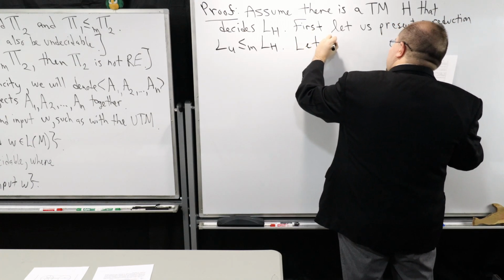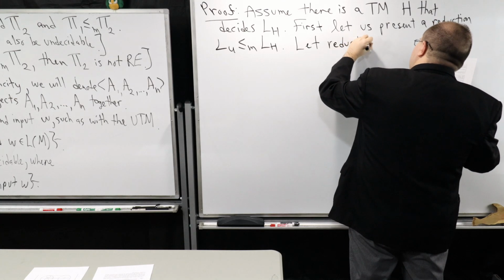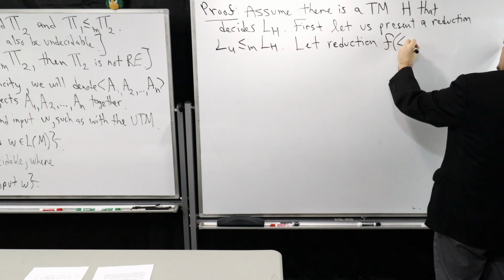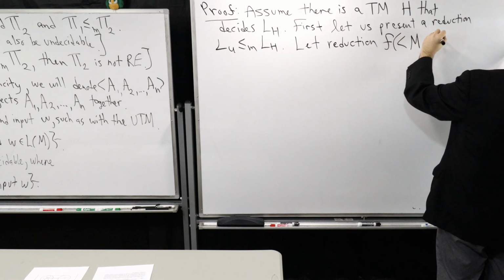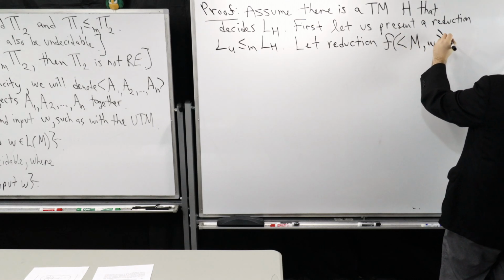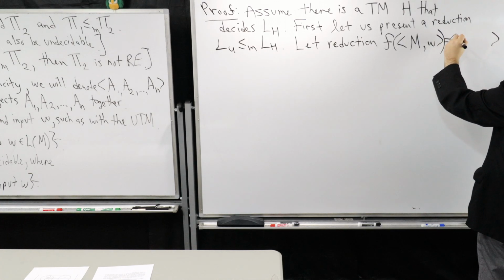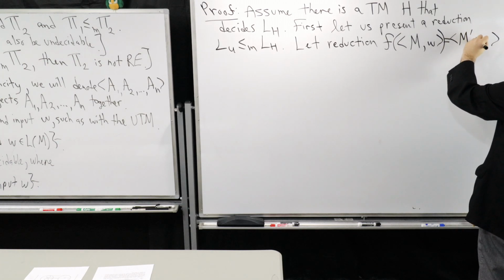So let reduction F take the encoding of M, W, and as output, it's going to give me M prime, W prime.